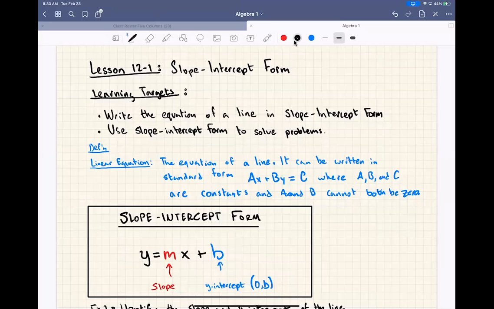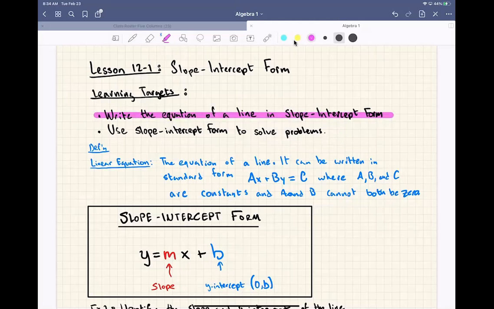This is Slope-Intercept Form, lesson 12-1. This is basically about graphing and the way a function looks. Our learning targets for this lesson are to write the equation of a line in slope-intercept form, and to use slope-intercept form to solve problems. We're gonna focus today on writing the equation of a line in slope-intercept form.